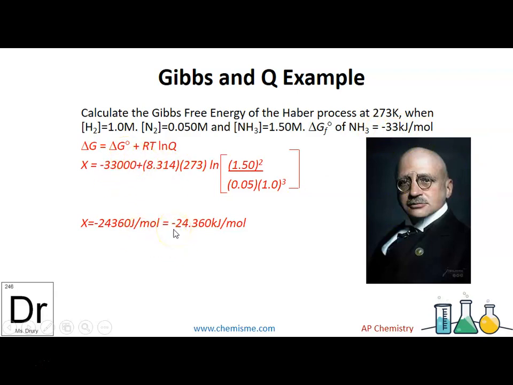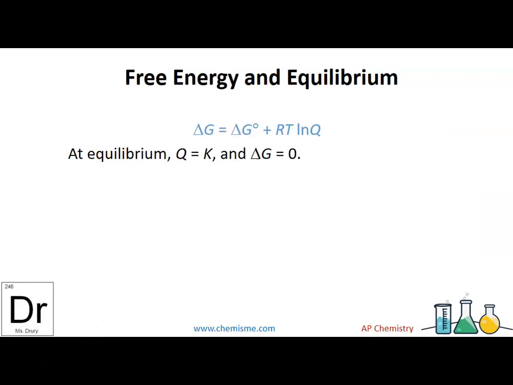And my final answer was negative 24.36. So it was saying that at 298 Kelvin, remember standard, it was particularly spontaneous, negative 33. And if I cool it down to 273, it was a little less spontaneous. So this reaction works when it's hot. So just notes about the units that you should write down.